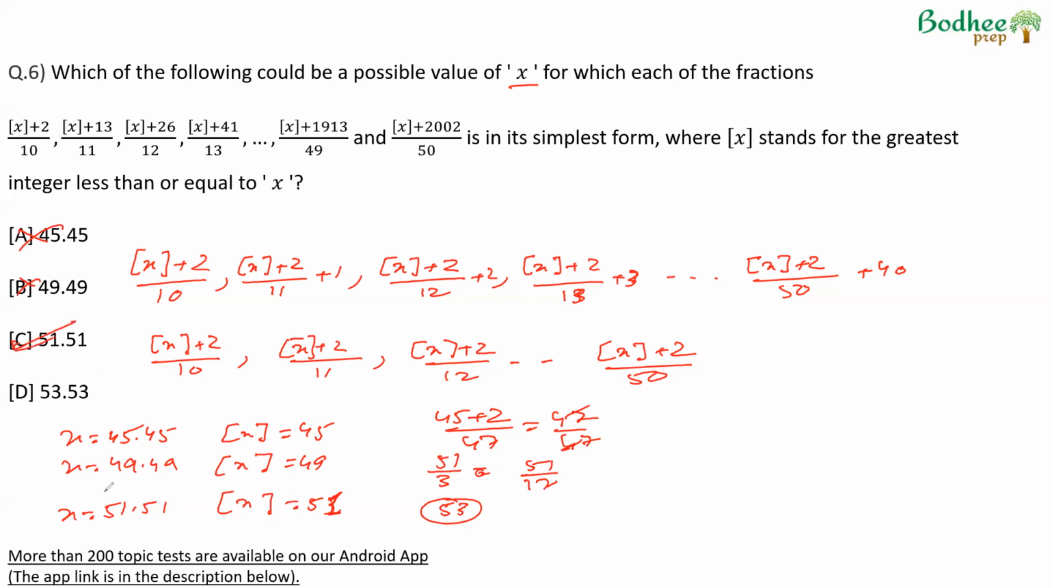Putting x as 53 gives GIFX as 53. 53 plus 2 is 55. 55 has a common factor with 11, so it is not in the simplest form. Hence option C becomes my answer.